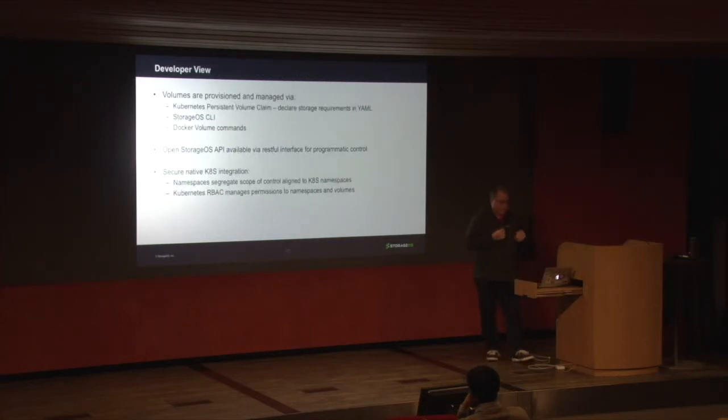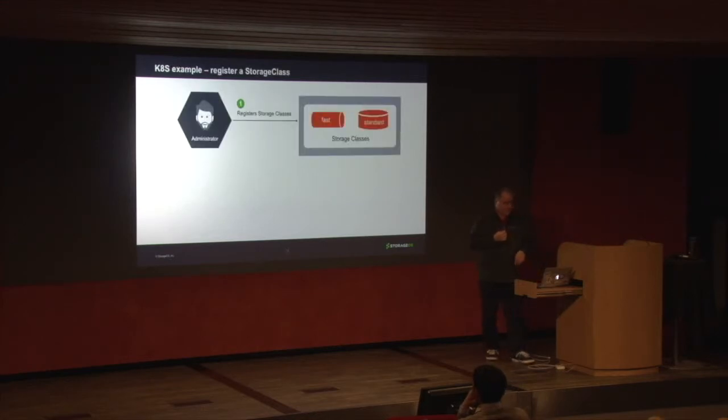From a developer point of view, all of the volumes are typically managed via the Kubernetes persistent volume claim, like Jared just described. You can obviously use the StorageOS CLI too, or the API. We transparently integrate into all of the Kubernetes namespaces and our RBAC capabilities, so you can segregate volumes, users, and groups into different namespaces for perhaps segregating projects or different tenants in a cloud environment, for example. And what this really looks like is we register a storage class.